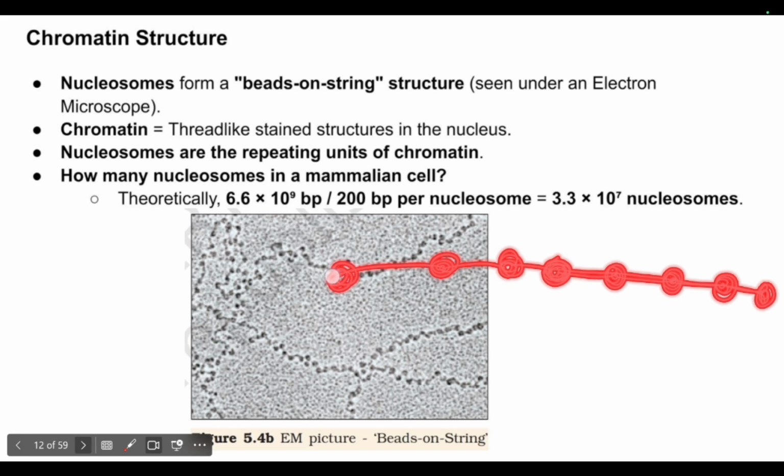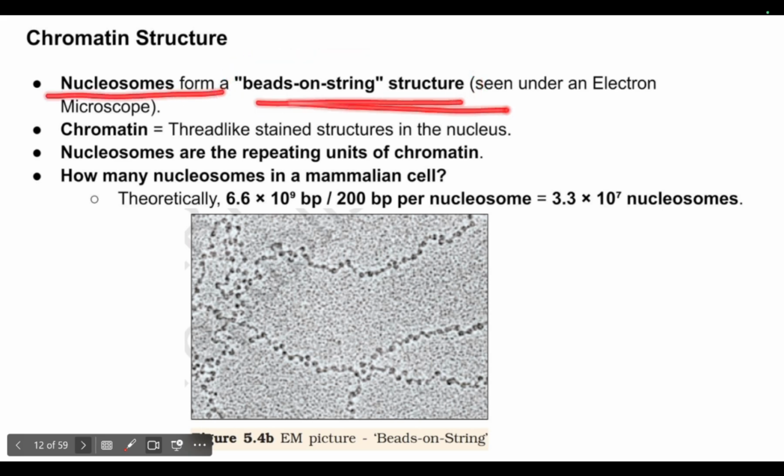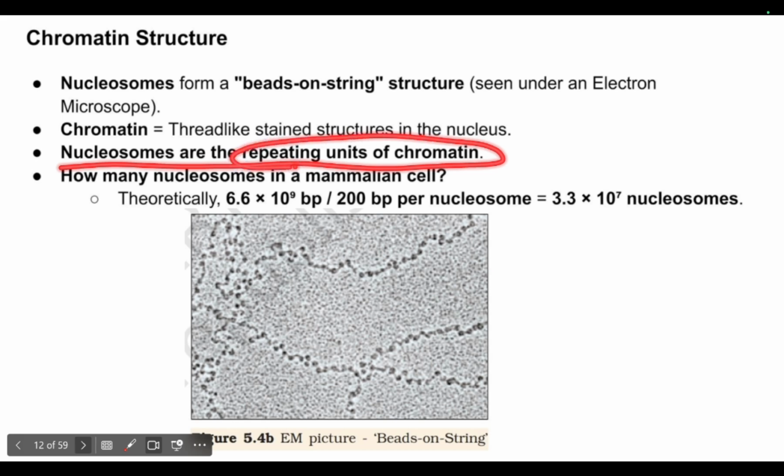Isn't it similar to a bead on a string? So this straight line is the string and the smaller ones are the beads. So that is why it is called beads on string structure. The nucleosome forms beads on string structure. When seen through electron microscope, they give this appearance. Now, nucleosomes are repeating units of the chromatid.